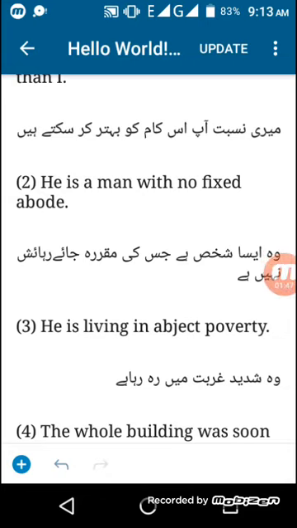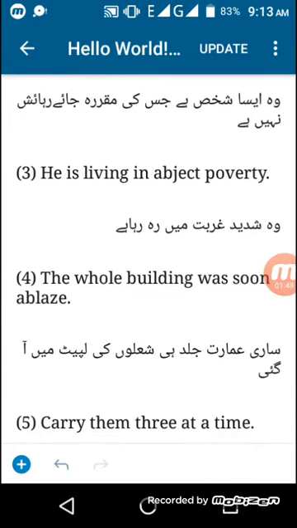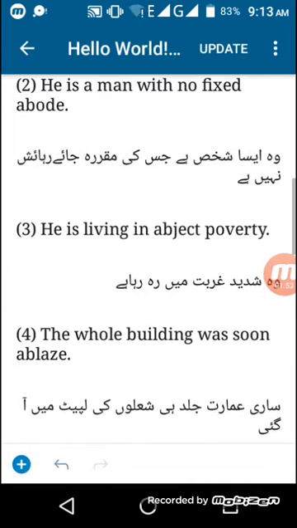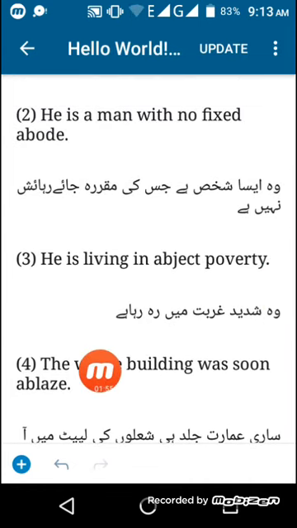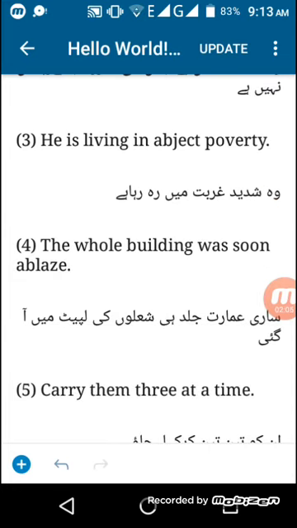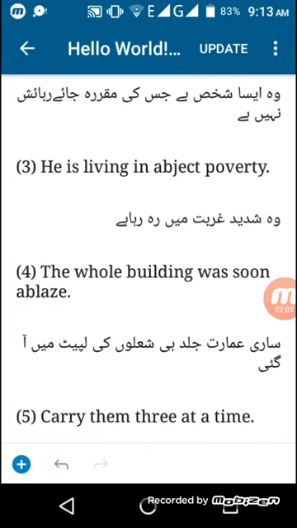This is its meanings. The fourth sentence that you are gonna learn is this one. As you can see, the whole building was soon ablaze. The whole building was soon ablaze. And its meaning is सारी इमारत जल्द ही शोलों की लपेट में आ गई.